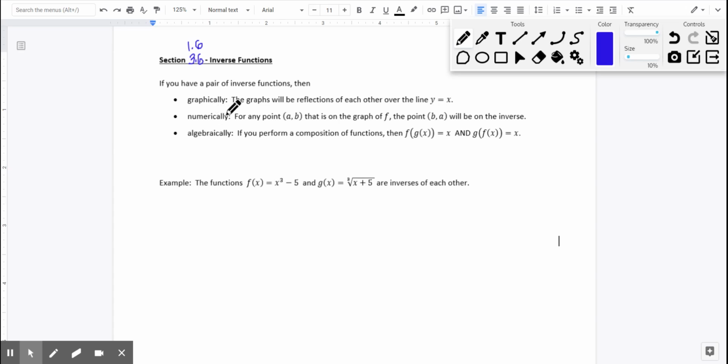So what we're going to do is talk about inverse functions. I'm first going to start with just one example of a pair of inverse functions, and we're going to go through how we can tell that they're inverses graphically from their graphs, numerically from the points on the graph or a table of values, and algebraically from the equation. So first, graphically, if you have a pair of inverse functions, the graphs will be reflections of each other over the line y equals x.